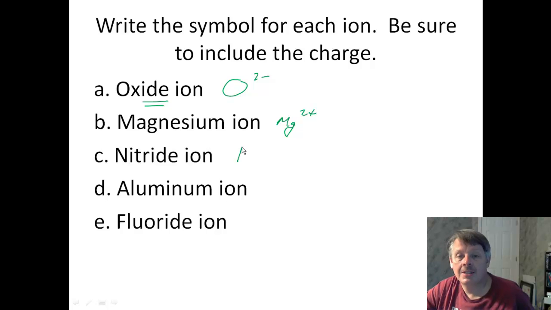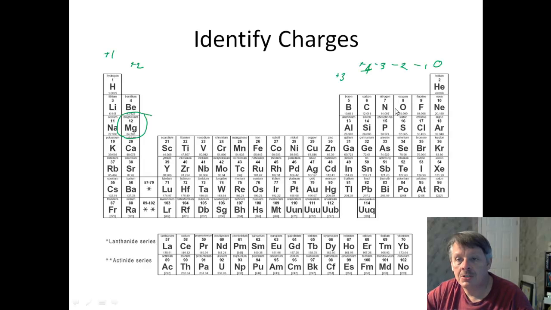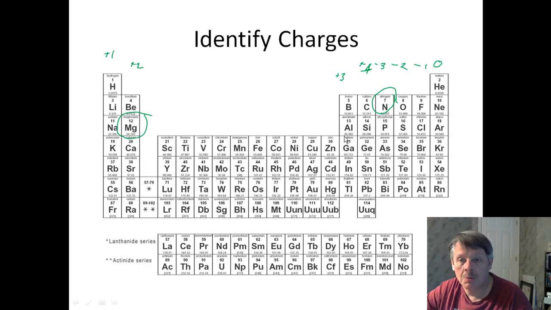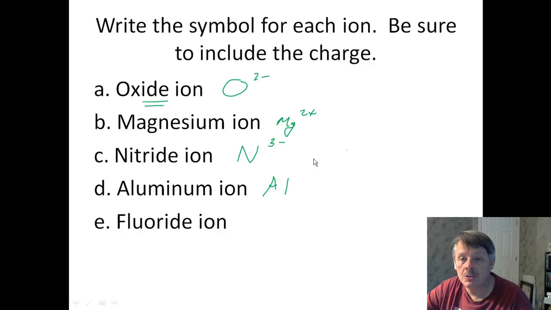Nitride, it ends in IDE, so that means it's nitrogen. And if I look at nitrogen, it's in the -3 column. So we're going to say nitrogen is a 3- charge. How about aluminum? Well, if we have aluminum, you'll notice it ends in UM. It does not end in IDE. So it is the metal aluminum. And we all know that aluminum is a metal, and we find aluminum, and it has a +3 charge. So it's aluminum with a 3+ charge.